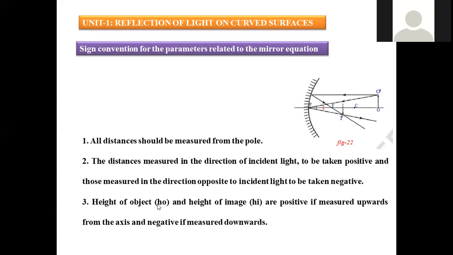And third is about the height of the object, denoted as HO, and height of the image. H denotes height, O denotes object. H denotes height, I denotes image. HO and HI: HO is nothing but the height of the object, HI is nothing but the height of the image. So here, when you go with the height of the object, O prime, this distance is called HO. This HO is always positive.